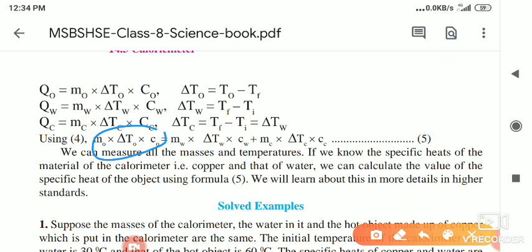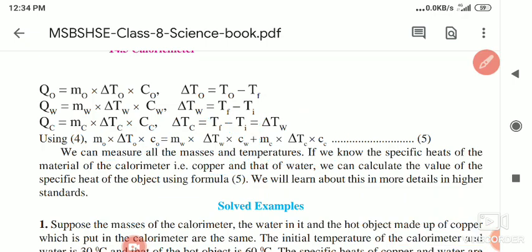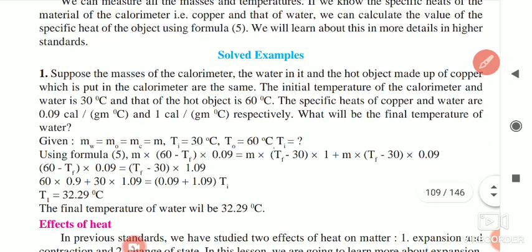Mass of the object into change in temperature of the object and specific heat of the object is equal to mass of water into change in temperature of water and specific heat of water, and after that the mass of the calorimeter, change in temperature of calorimeter and the specific heat of calorimeter. And this is the formula we are using for solving the examples given below.